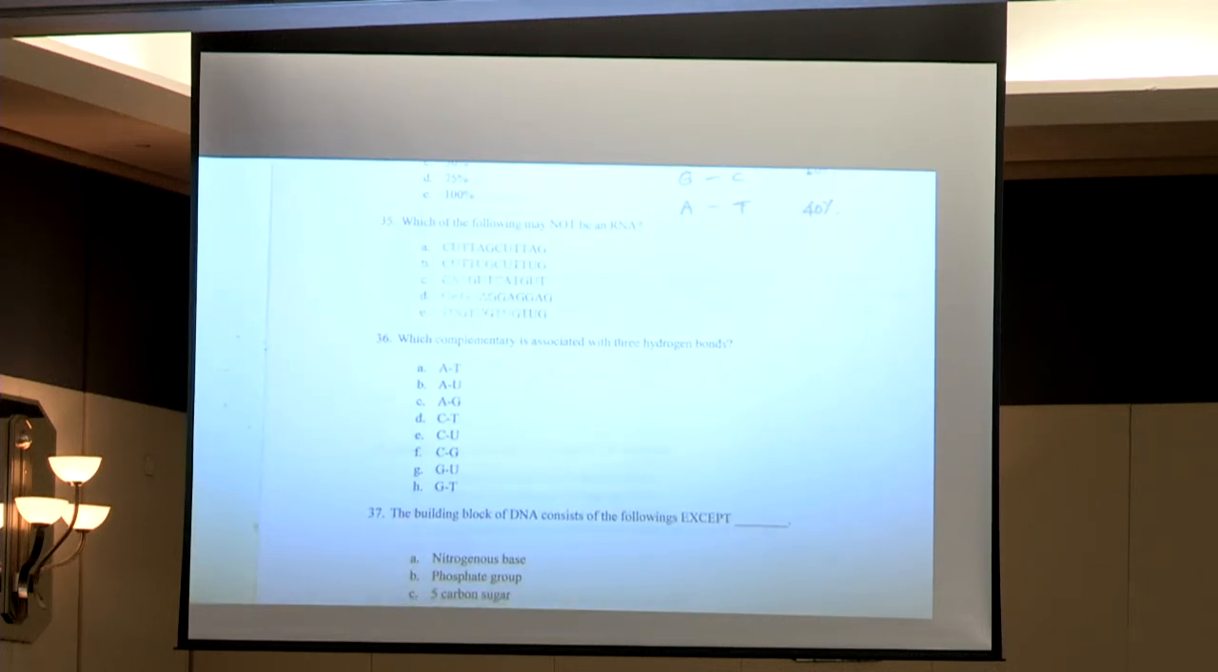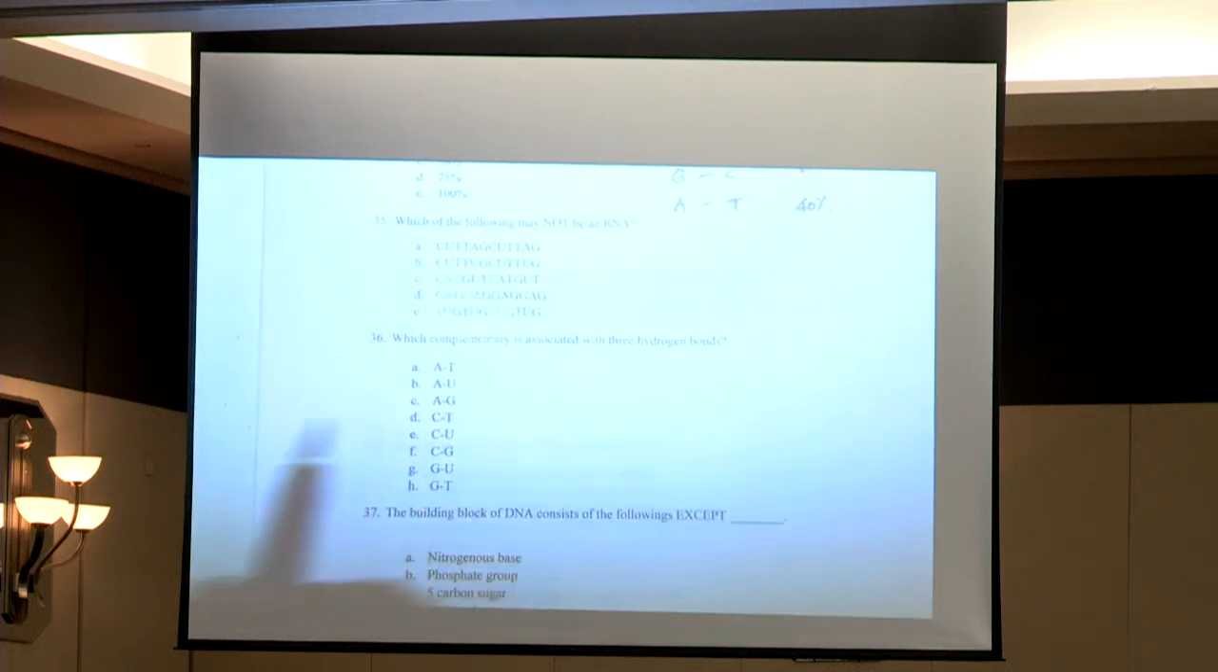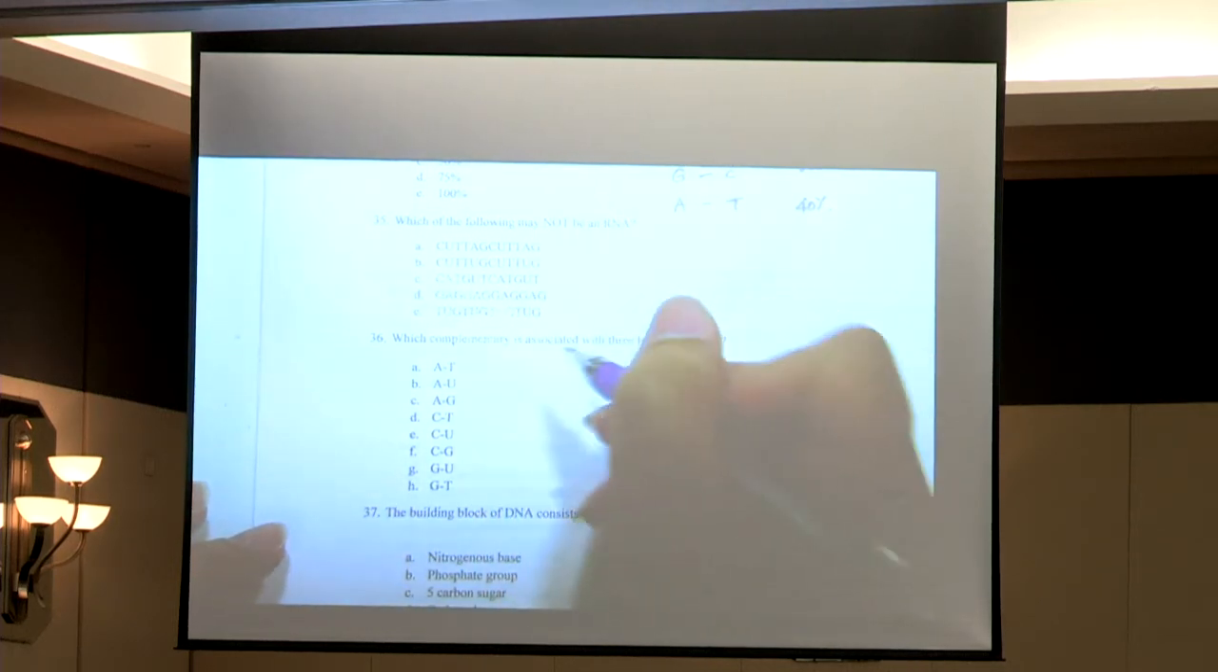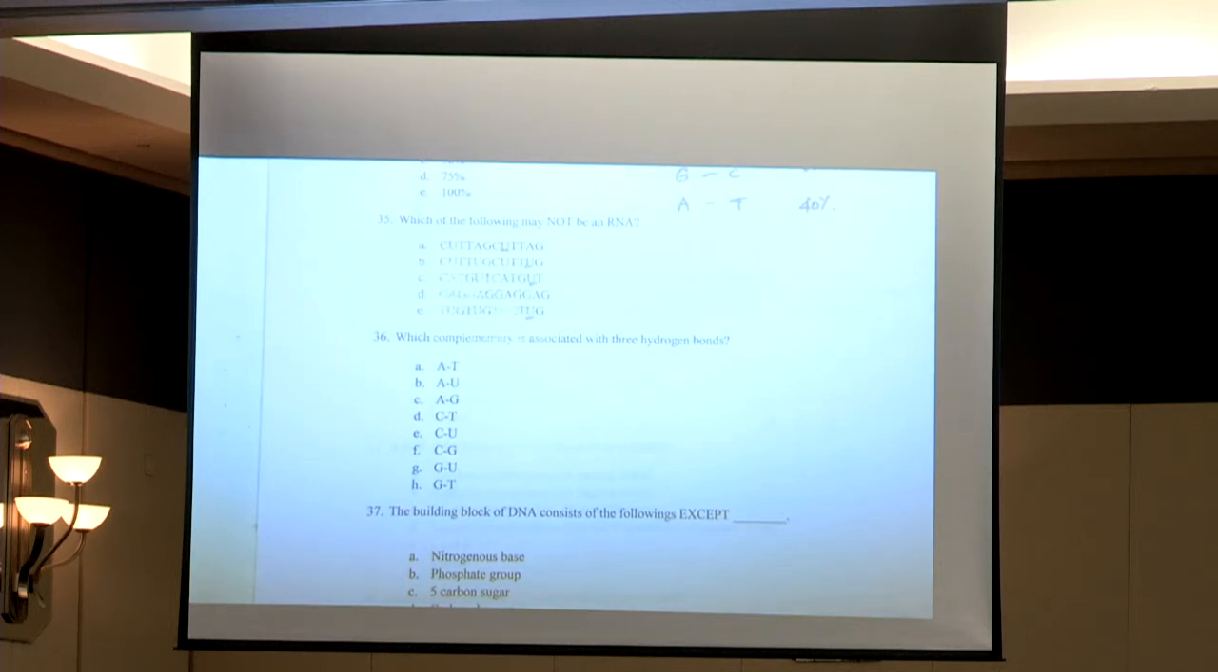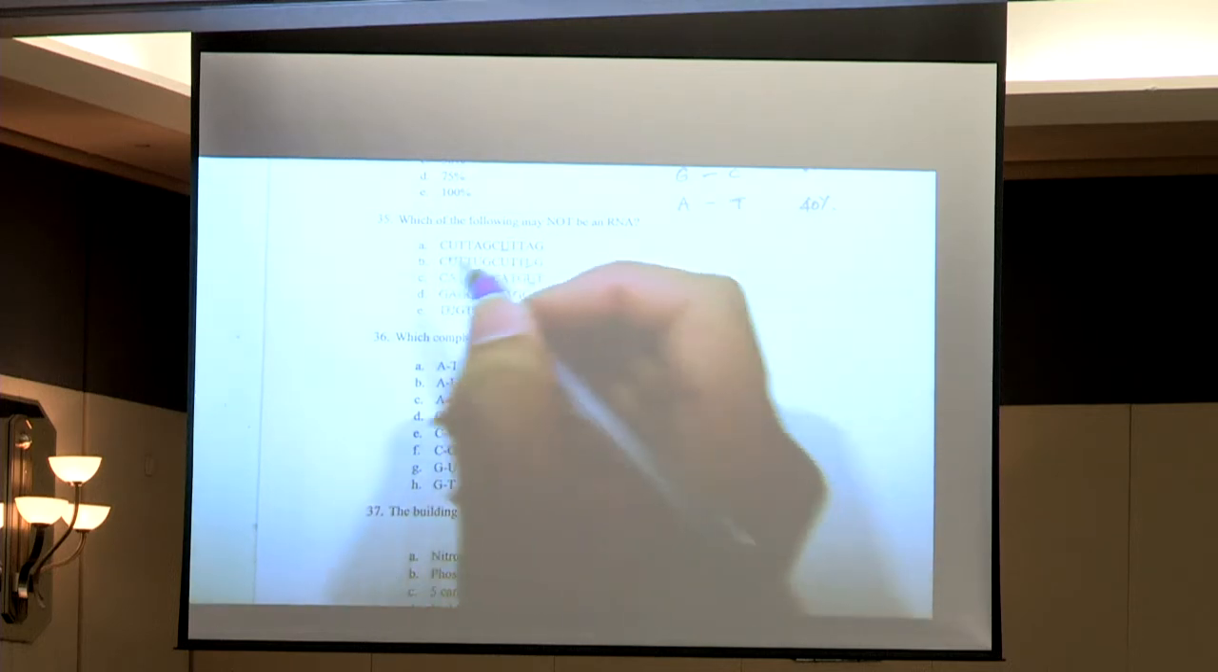So which of the following may not be an RNA? This one is just simple identification of the strand. What's the difference between RNA and DNA? T and U, right? If you have U, then it's an RNA. So all of them have U except D. D doesn't have U, but can you tell whether it's DNA or RNA? You can't. But they say which one may not be, because this one could be a DNA, since it doesn't contain U. So the answer is D.